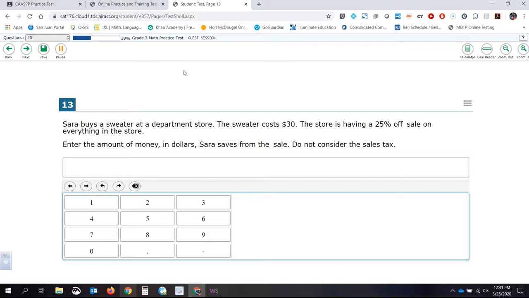On to number 13. Here we go. Sarah buys a sweater at a department store. The sweater costs $30. The store is having a 25% off sale on everything in the store. Enter the amount of money in dollars Sarah saves from the sale. Do not consider sales tax.